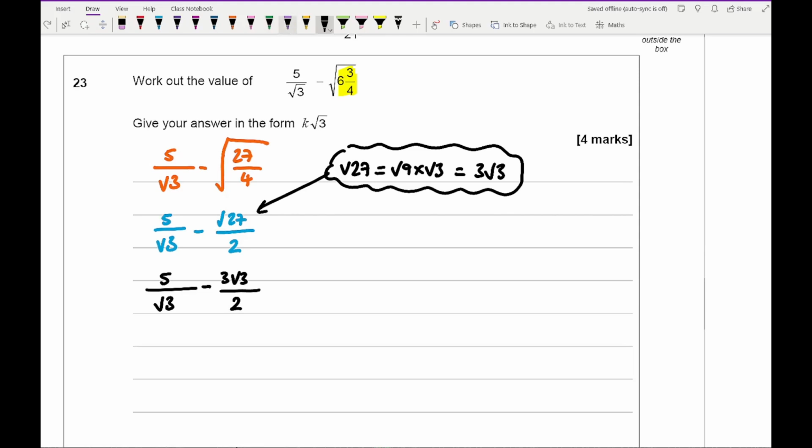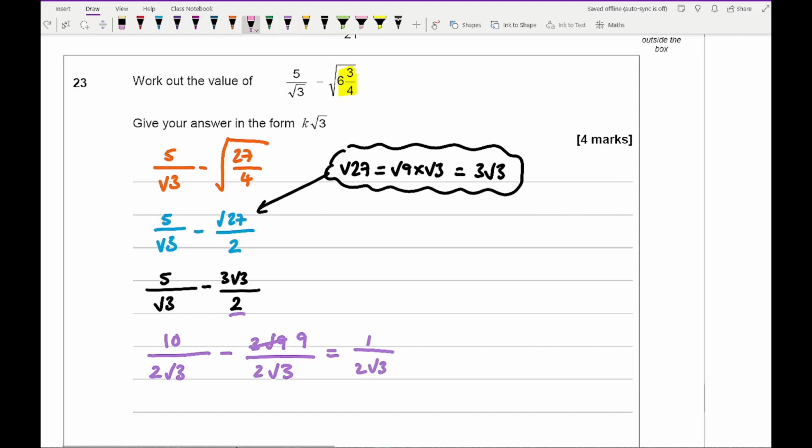Now from this, what I then need to do is write this as a single fraction, so I need to get a common denominator. So here my common denominator is going to be 2 root 3. I've multiplied that first fraction by the other denominator, so that's going to be 5 times 2, which is 10. And then 3 root 3 times root 3 is going to be 3 times root 9, which is going to be 3 times 3, which is just 9. So then from this, I end up with 1 over 2 root 3.